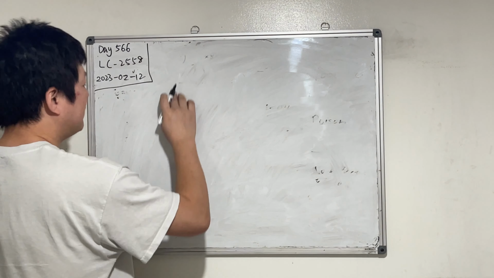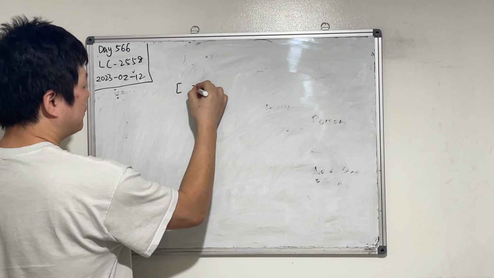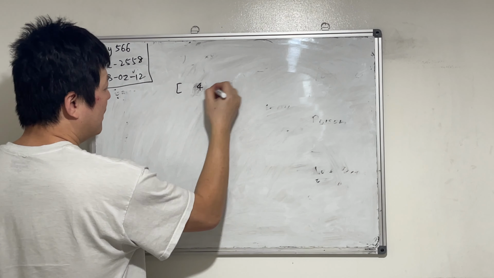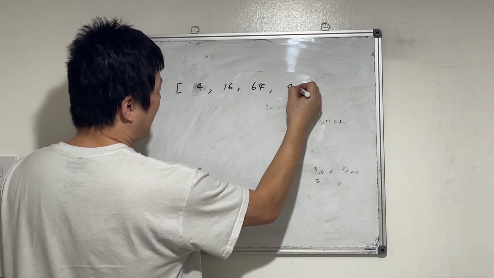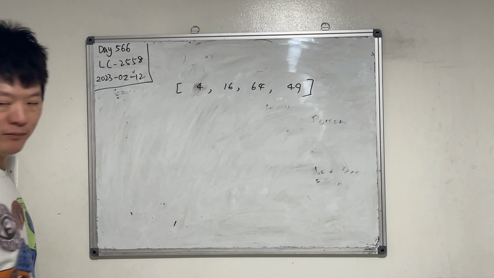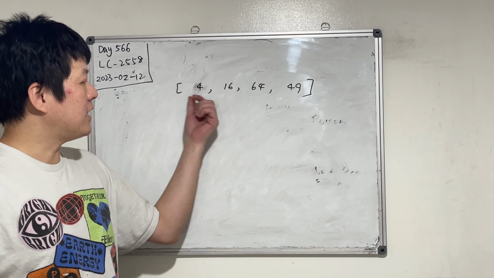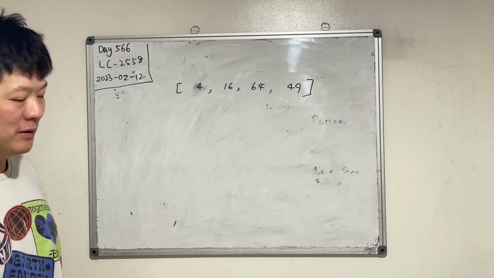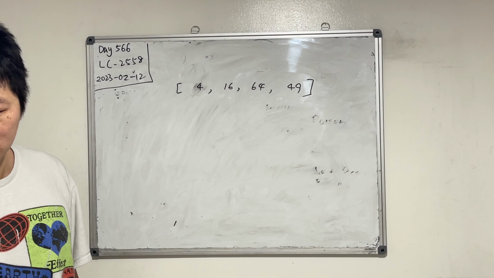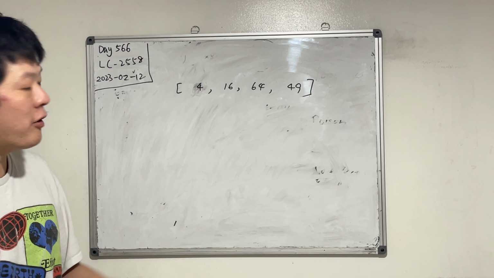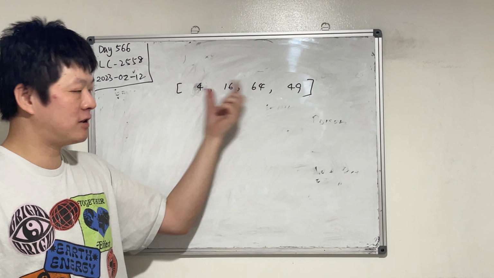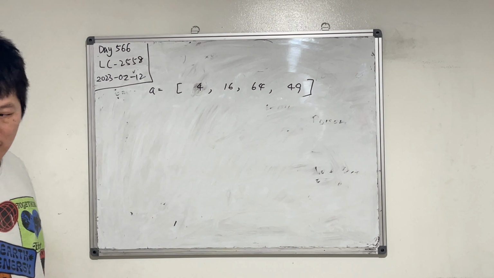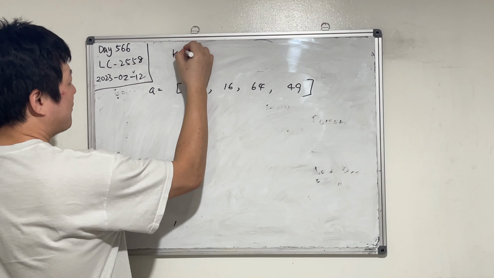So I have an array of integers, like 4, 16, 64, 49. Okay, just four numbers. So these are the four numbers. What do they have in common? They are all square numbers. Yes, true. It doesn't have to be square numbers, but let's just take those for simplicity. This is the array, and then we have k equals 2.